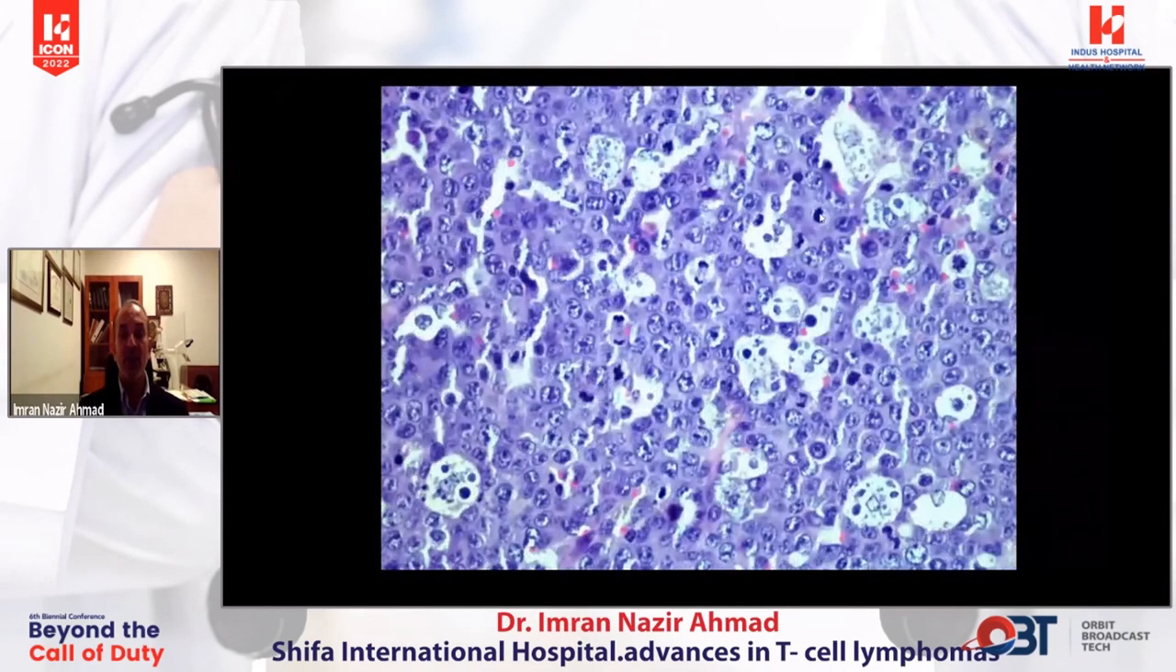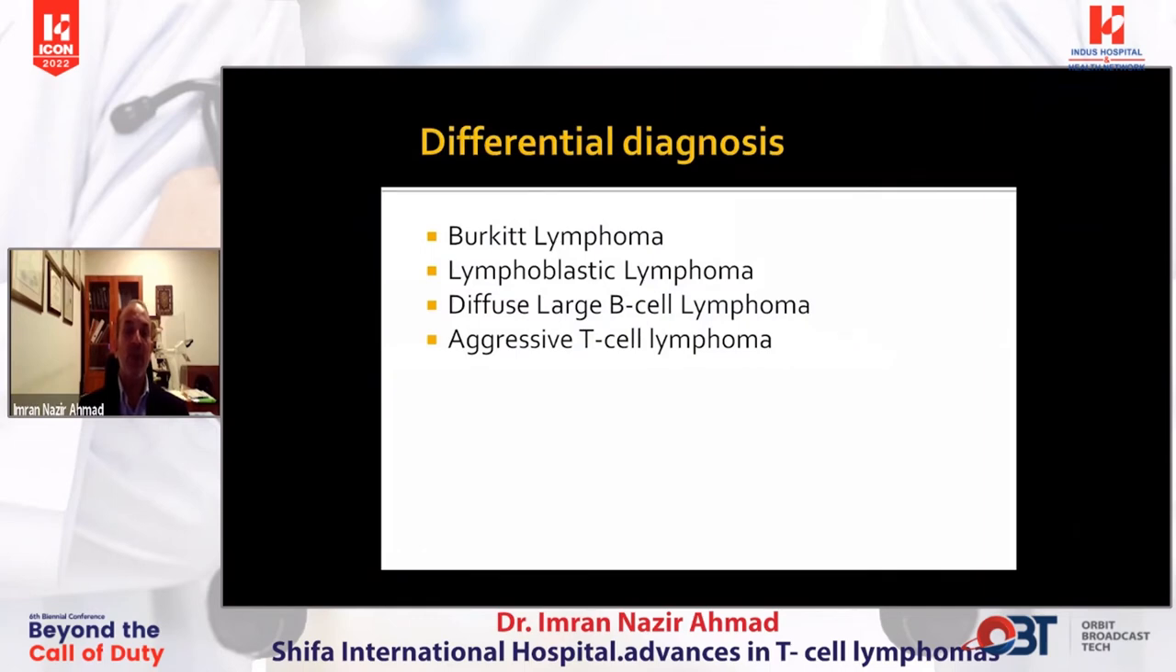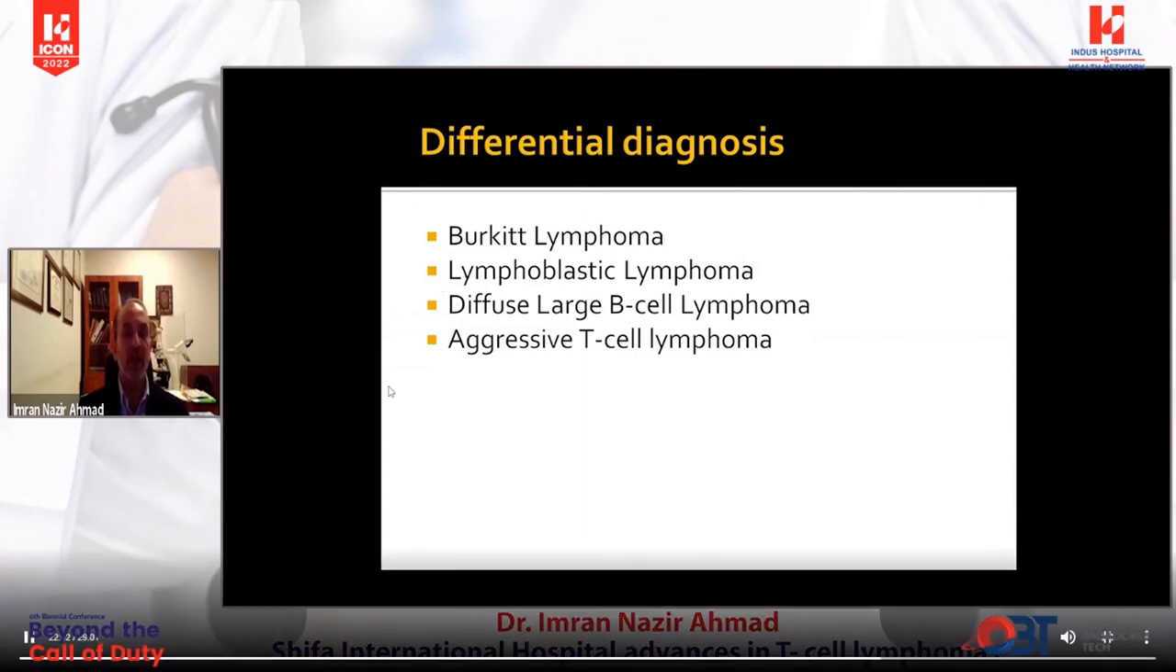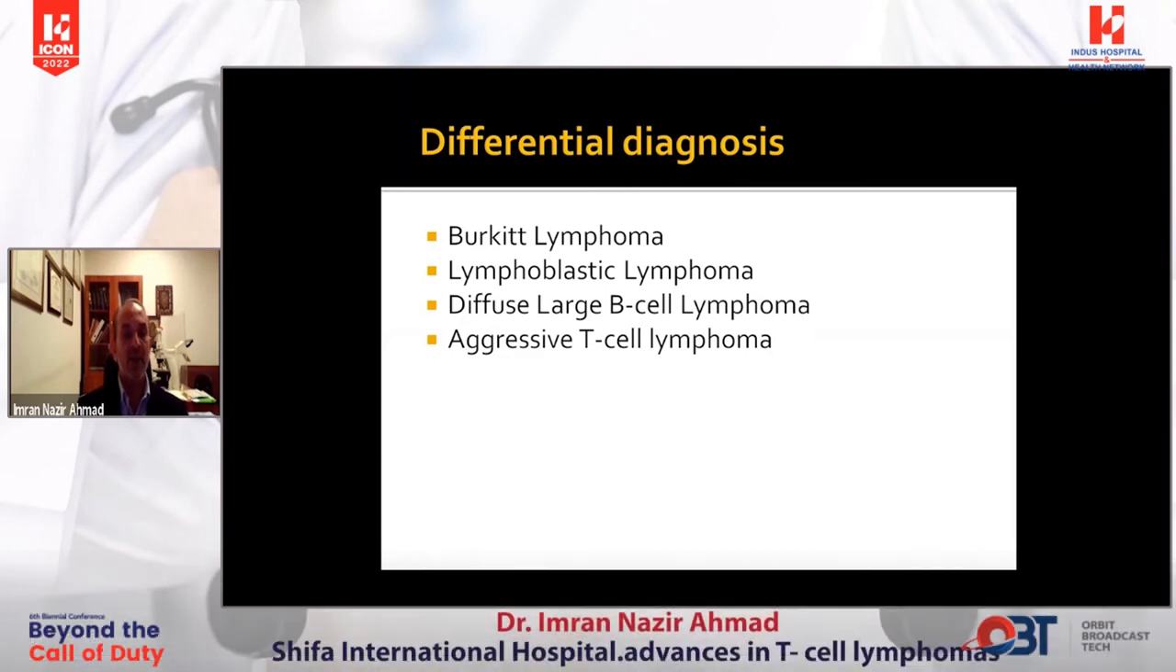You can see this is because of these tingible body macrophages. A lot of these abnormal looking large cells have prominent nucleoli, sort of vesicular chromatin, many mitoses, apoptosis. So in this picture, the differential is, of course, we should first of all think Burkitt, although morphology is not very characteristic. Burkitt has medium-sized, monomorphic cells. We had large cells, which can also be seen in lymphoblastic lymphoma, diffuse large B-cell lymphoma, and some aggressive B-cell lymphoma.